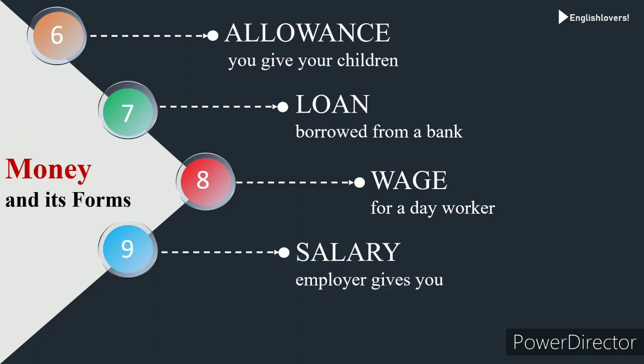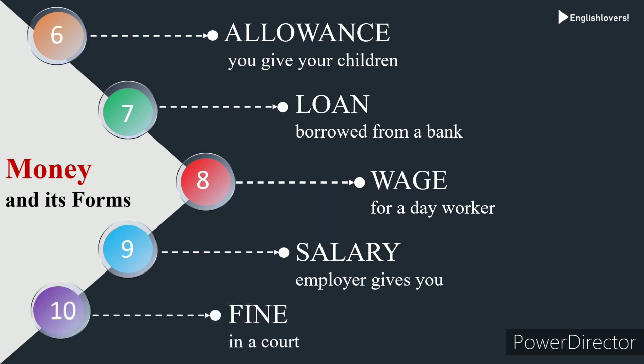Next is salary. What is salary? Salary is the money which is received by an employee from an employer. Employer is the person who gives a job and employee is the person who works for that employer. At the end of the month some amount is given to that employee for having worked throughout the month. That money is called salary.